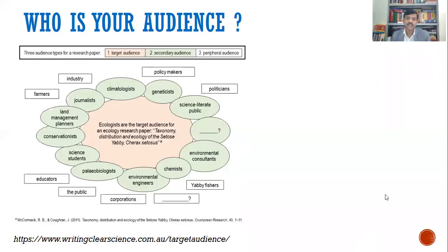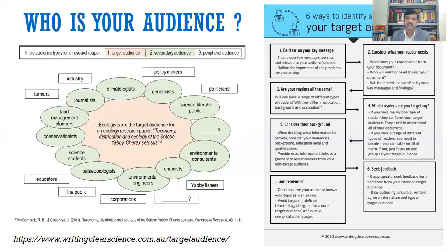Okay, so now let me take you to another important dimension when you are talking about who your audience is. There are different ways to identify your audience, and there are 6 ways to identify and cater to your audience, taken from writingclearscience.com. You can see what it says, and just reflect on it. It says, ensure your key messages are clear and relevant to your audience's needs. Outline the importance of the problems you are solving. As I told you before, it is very important to have a clear message which you want to give. Whether your readers are in the same fraternity. If they are not in the same fraternity, you need to categorize them, and you can have different categorizations for your readers or audience.